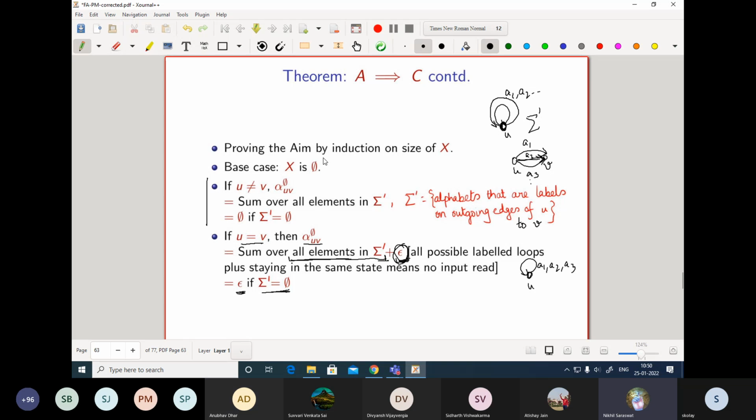Because if this is a null set, meaning that there can be no internal edges, you can only directly go from u to v. Okay. This was an error. It will be all outgoing edges of u to v.